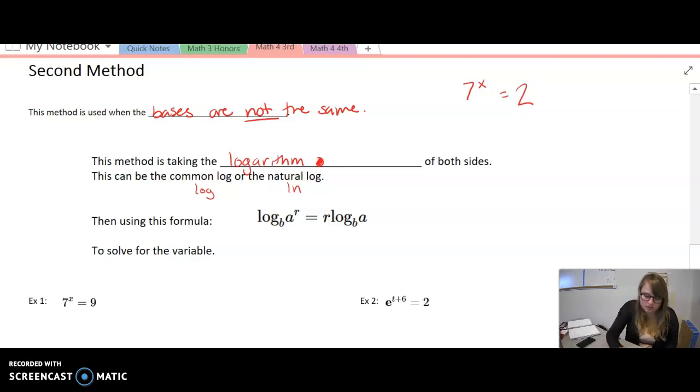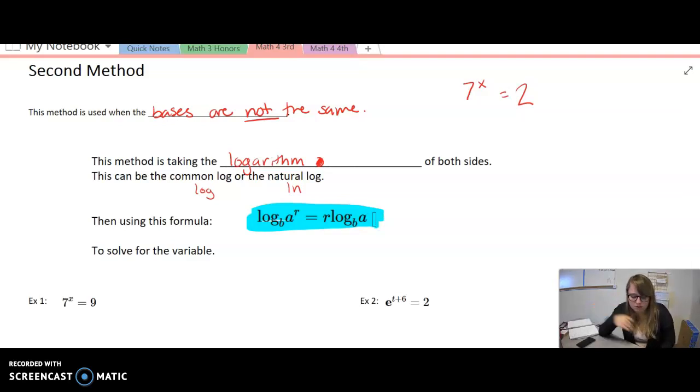And we can use this formula. So please make sure you know this formula so that we can use it correctly. And then we'll use this formula to solve for the variable. Alright, so let's go ahead and use it.